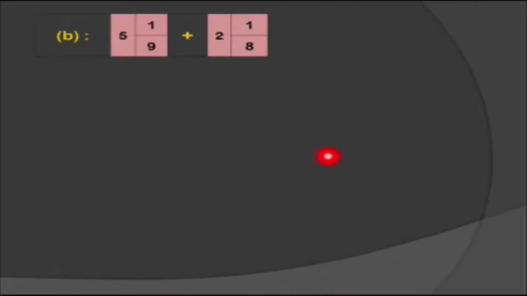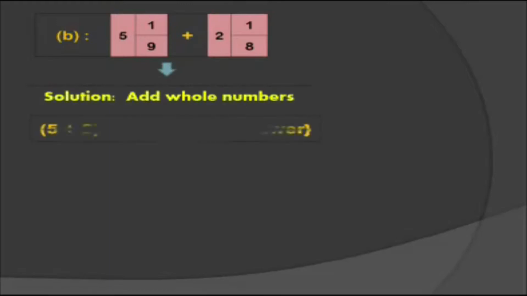Now question number B, we can see here 5 and 1 by 9 plus 2 and 1 by 8. So again we will add the whole numbers. So the whole numbers are 5 plus 2. So 5 plus 2 is equal to 7. This is the first answer.